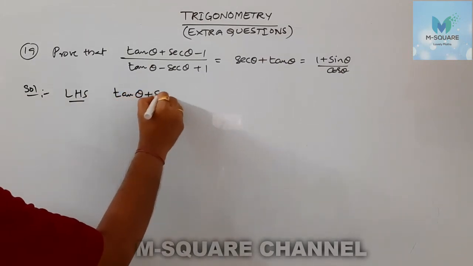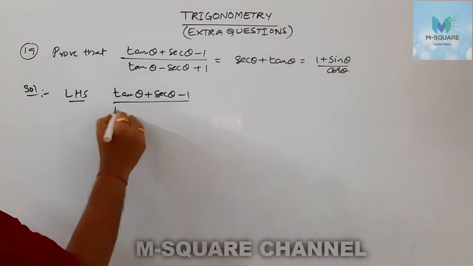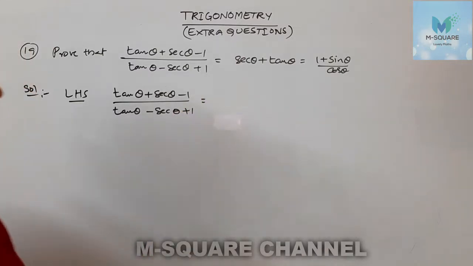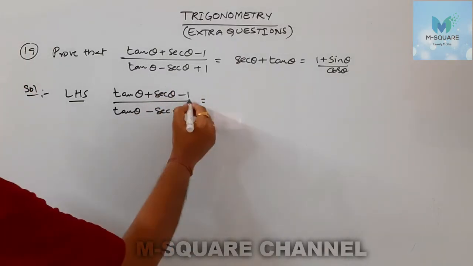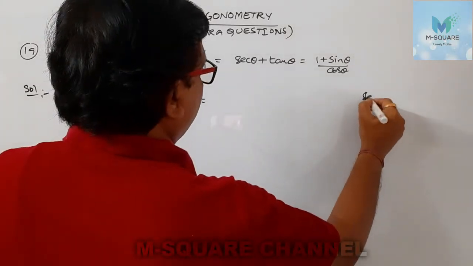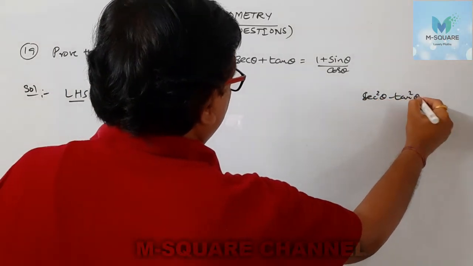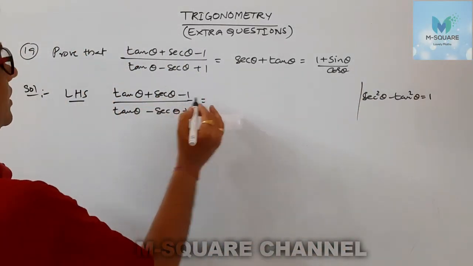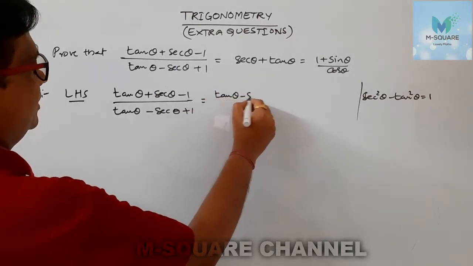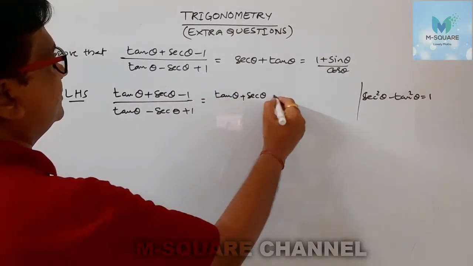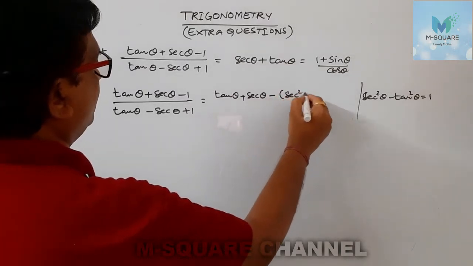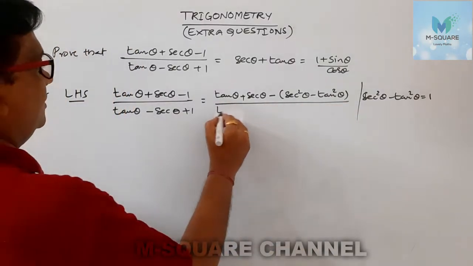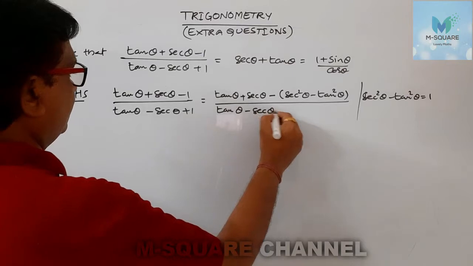Tan theta plus secant theta minus 1 by tan theta minus secant theta plus 1. So we are going to disturb this numerator only, because we are using secant square theta minus tan square theta equal to 1. This one we are using. So in the place of 1, only numerator, tan theta minus secant theta, plus secant theta minus secant square theta minus tan square theta, by tan theta minus secant theta plus 1.